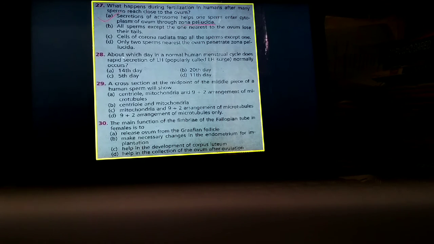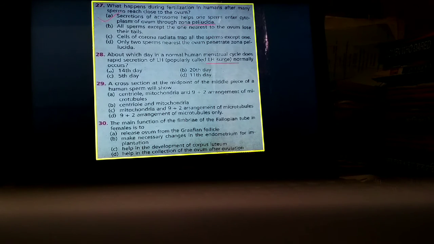Question number 28. About which day in a normal human menstrual cycle does the rapid secretion of luteinizing hormone, popularly known as LH surge, normally occur? So it occurs on the 14th day during ovulation time. That is option A.